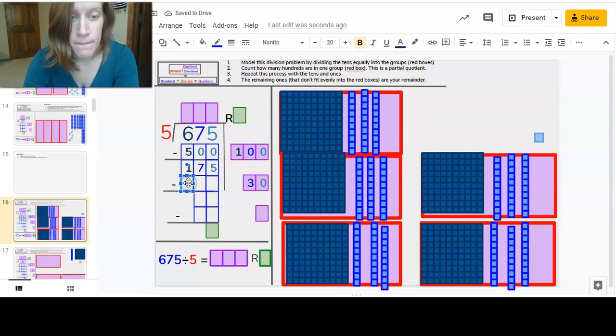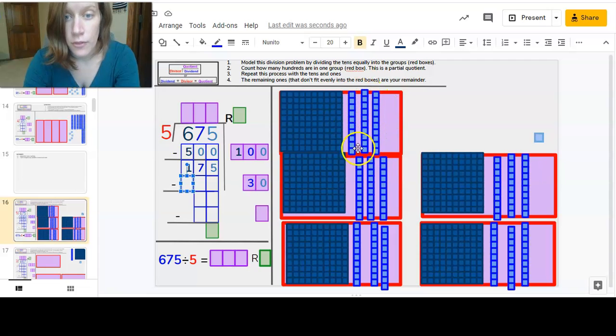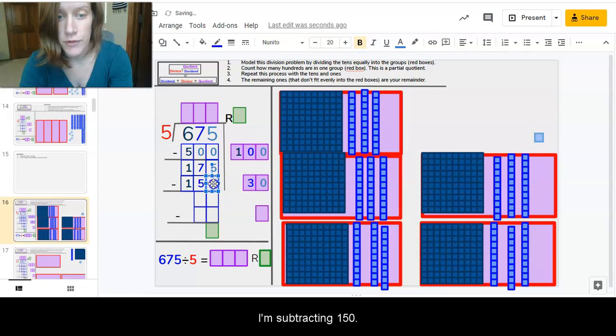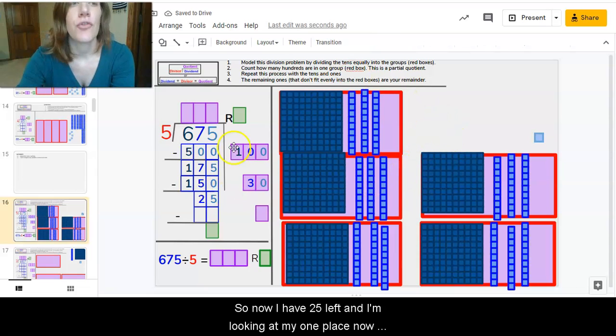Then I want to think, how much of my dividend did I use up? Well, we used 30, 60, 90, 120, 150. 5 times 30 is 150. So I'm subtracting 150. 5 minus 0 is 5. 7 minus 5 is 2. So now I have 25 left, and I'm looking at my ones place now.